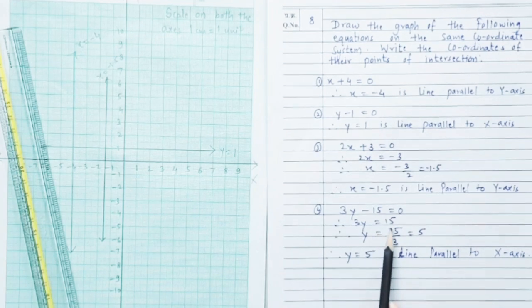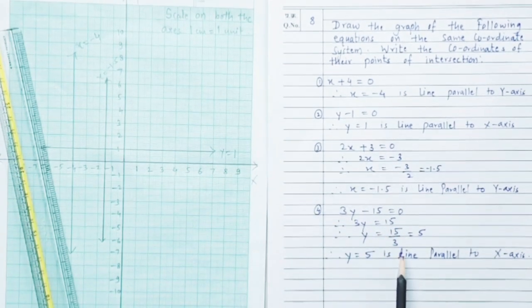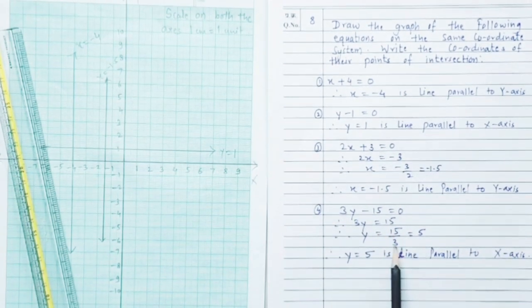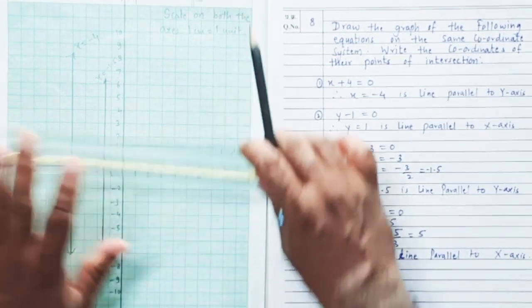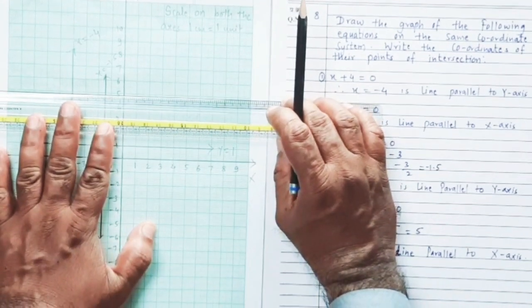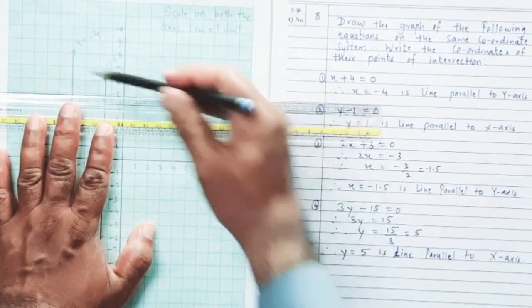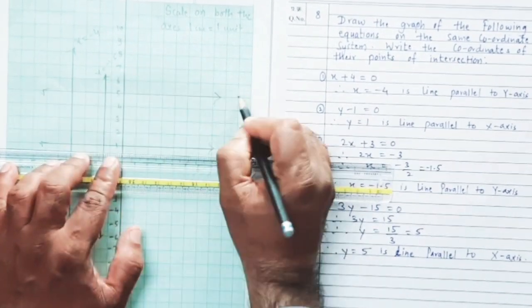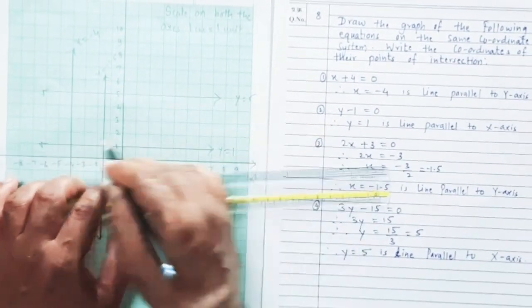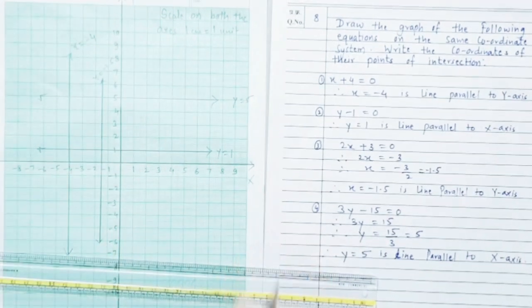Third, 3y minus 15 is equal to 0. Therefore, 3y is equal to 15 and y is equal to 15 upon 3, that is, y is equal to 5. So y is equal to 5 is a line parallel to the x-axis. Y equal to 5 on the y-axis. So draw a line parallel to the x-axis. So this is the line y is equal to 5, which is parallel to the x-axis.